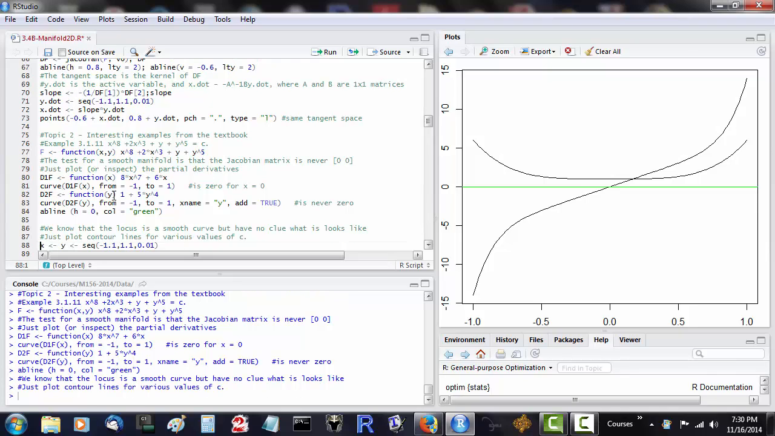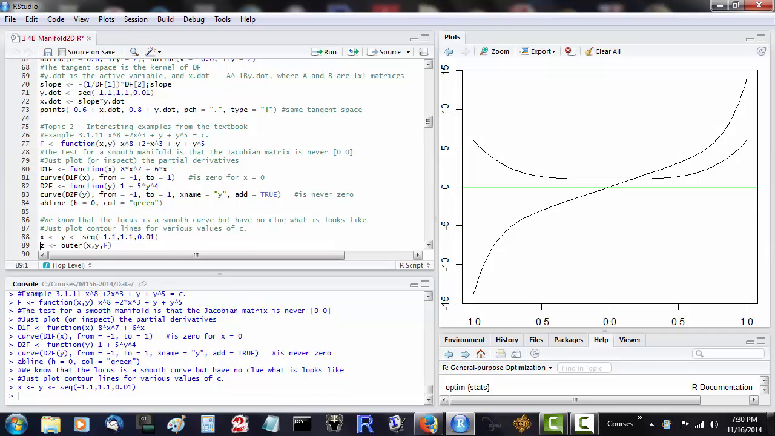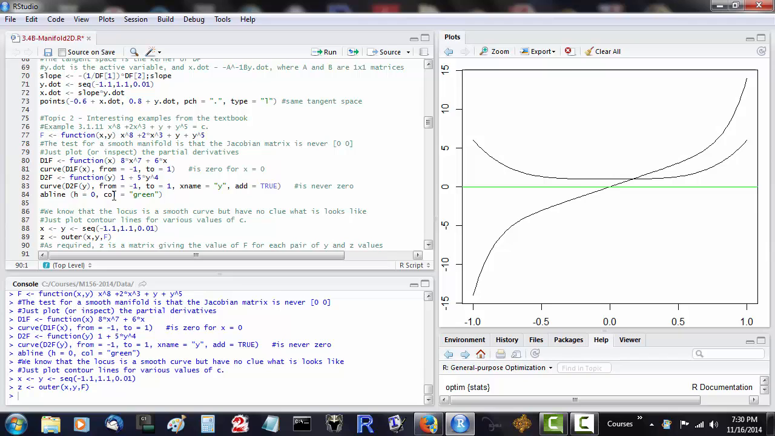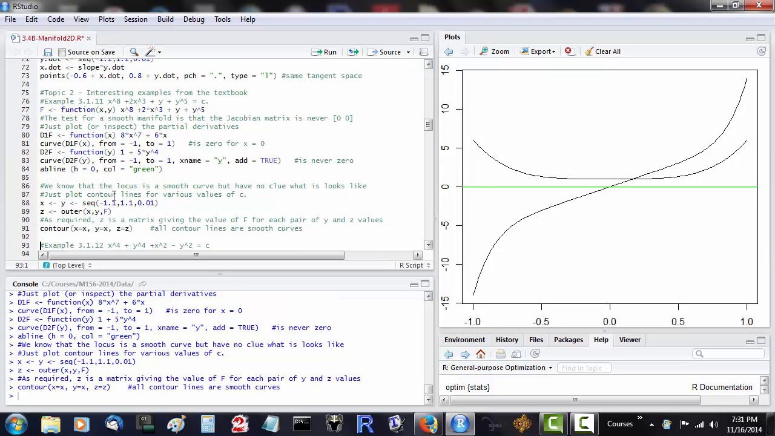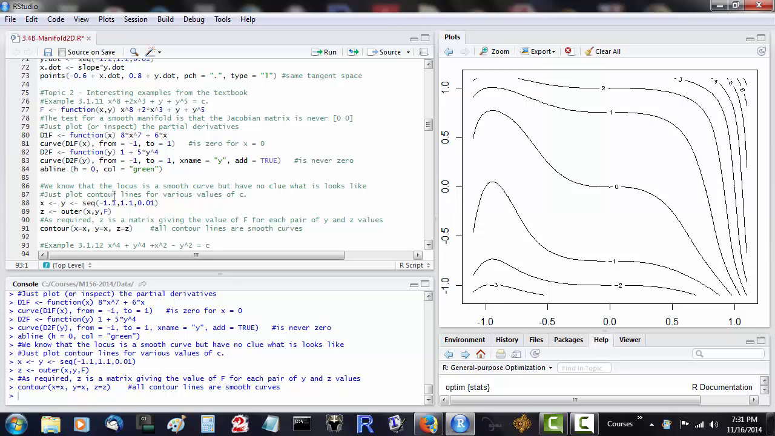In order to figure out what it looks like, I can set it equal to various constant values and plot the contour lines in a manner as described before. And if I look at them, I say, yep, they are all smooth curves. The derivatives did not lie. Here's a slightly more interesting example.